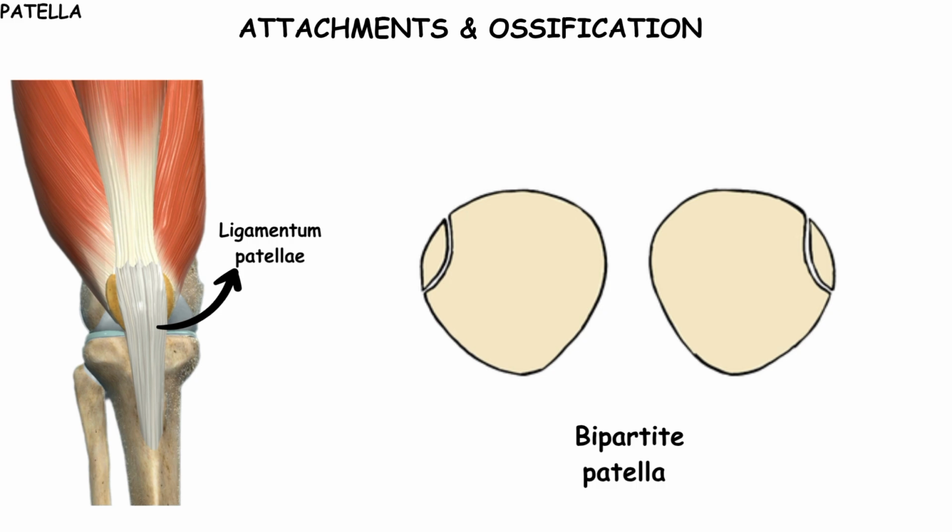Ossification. The patella ossifies from several centers, which appear during 3 to 6 years of age. Fusion is complete at puberty. 1 or 2 centers at the superolateral angle of the patella may form separate pieces of bone. Such a patella is known as bipartite or tripartite patella. The condition is bilateral and symmetrical.